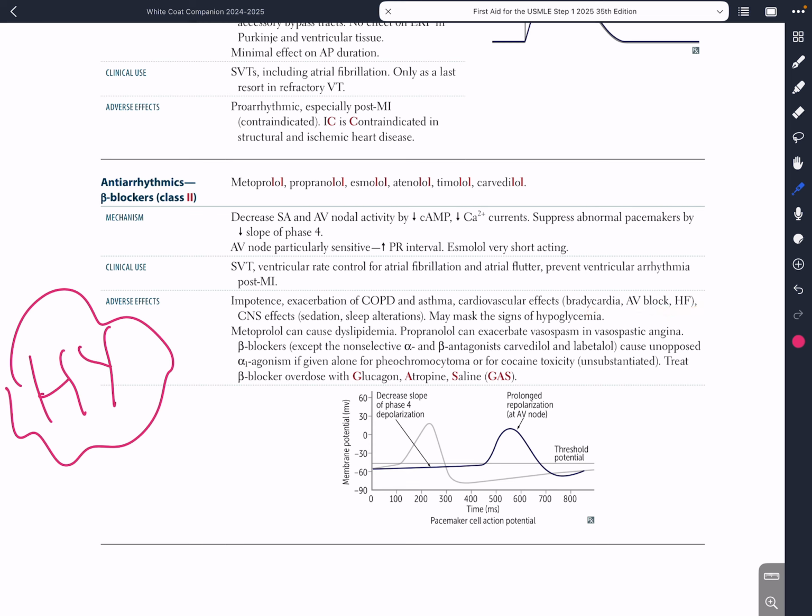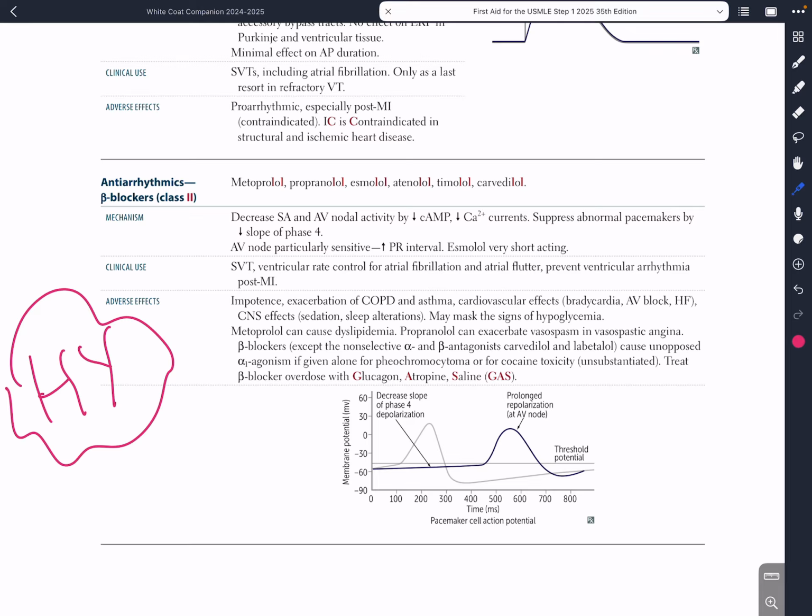So be very cautious of prescribing beta blocker to elderly people. Elderly people genuinely have low heart rate, so it can potentiate bradycardia, AV block, and heart failure. So be very careful of prescribing beta blockers in an elderly population.